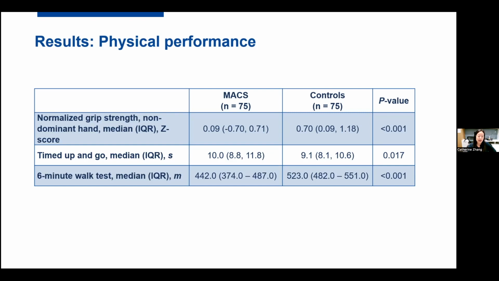Patients with MACS had weaker normalized grip strength compared to controls. They took longer to complete the timed up and go test. They also covered less distance on the 6-minute walk test. So again, patients with MACS may have impaired physical performance, and this may be an additional risk factor for falls and fractures over time.